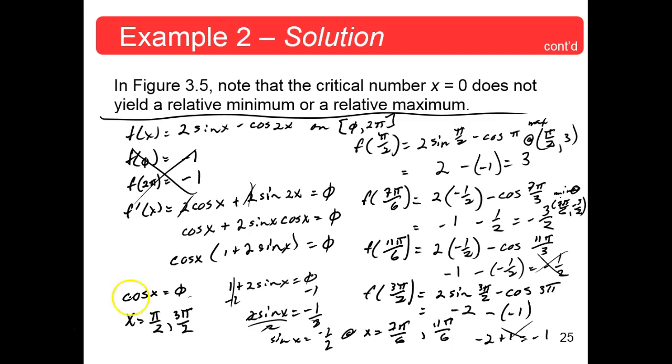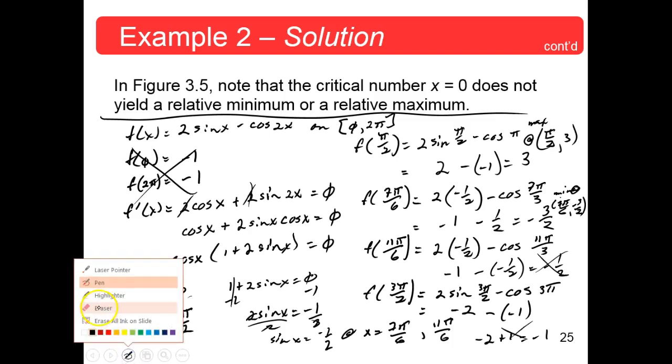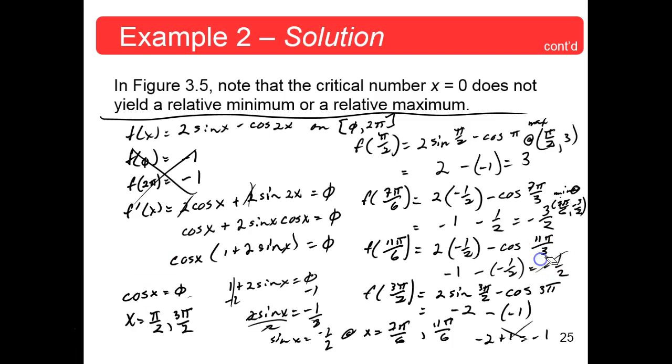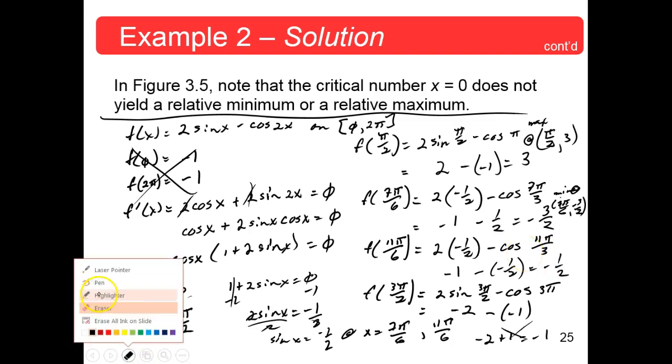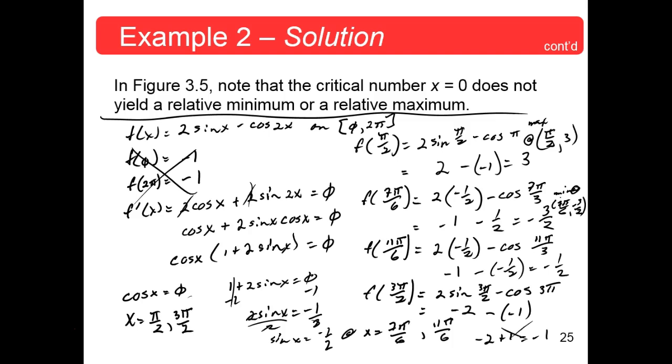Oh, this is the one I messed up. Okay. All right. That's -1 and cosine of 11/3 pi. I think it's supposed to be just positive 1/2. Positive 1/2. Okay. I was thinking that might be the case. That's why I was hesitating before.